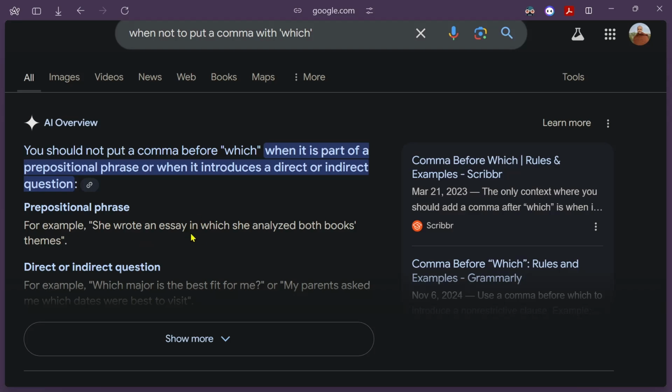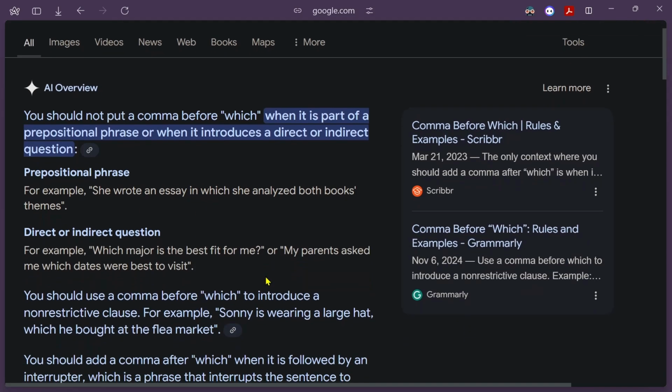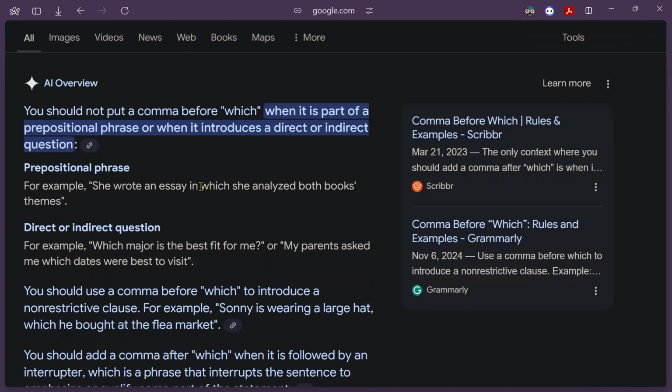She wrote an essay in which, with a preposition, you see? In which she analyzed both books. So you see, here you should not put a comma. It's still part of that. Very important. Should not separate. And then of course, as a question, we don't need a comma. My parents asked me which dates were best to visit. You don't need a comma here.